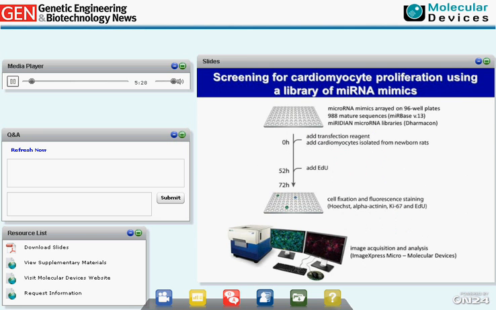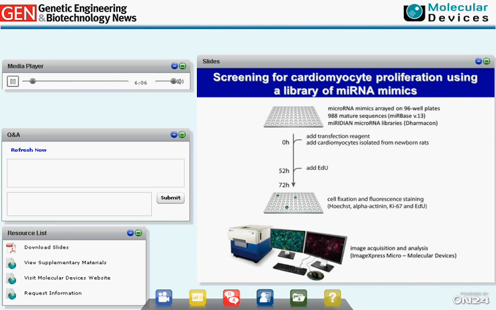So to identify microRNAs inducing cardiomyocyte proliferation, we did a screening starting from a library of microRNA mimics arrayed on 96-well plates. These were about 1,000 sequences corresponding to miRBase 13, and the libraries were from Dharmacon. We transfected these microRNAs into cardiomyocytes isolated from newborn rat, and then 52 hours after the transfection, we added EdU to the cells. EdU is a nucleotide analog that gets incorporated into the DNA during DNA synthesis.